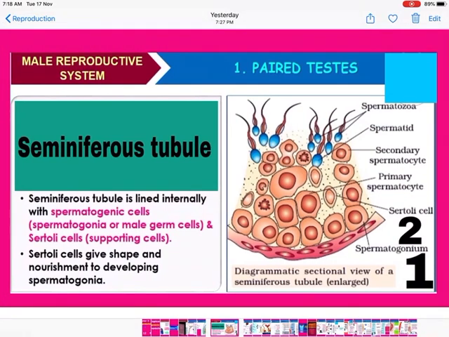Seminiferous tubule is lined internally, see labeling number 1, lined internally with spermatogenic cells or you can say spermatogonia or male germ cells. There is a lining of cells called spermatogonia and also Sertoli cells or supporting cells, labeling number 2. Sertoli cells give shape and nourishment to developing spermatogonia. When the spermatogonia are developing and forming the sperms, they get nourishment from the Sertoli cells.